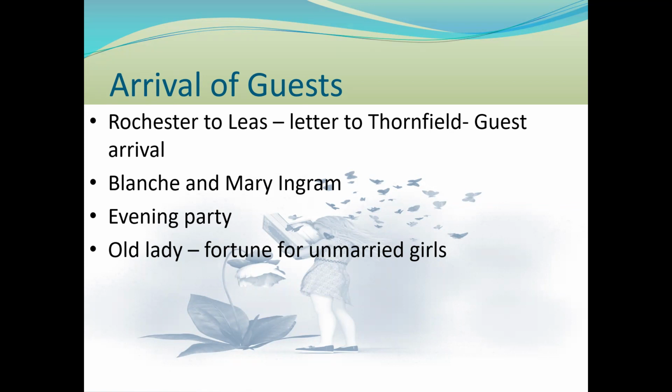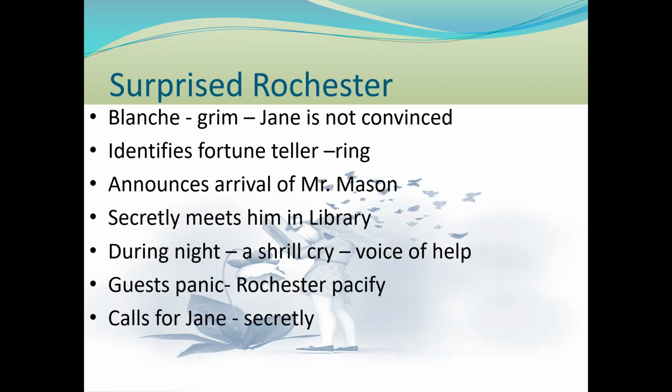On one such occasion, Rochester disguises himself as an old lady who tells fortunes. He enters in the disguise and tells the guests that he would like to tell the fortune of the unmarried ladies. He is given a chance by the guest members. So the first person to get her fortune told is Blanche Ingram. However, she comes back grim after listening to her fortune.